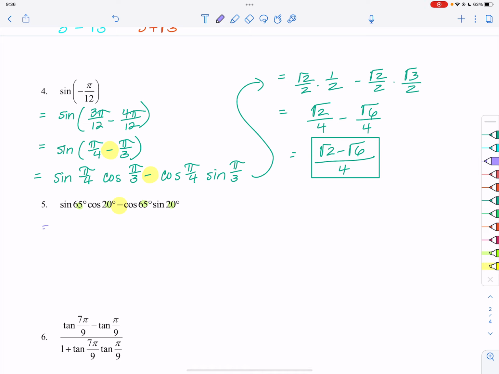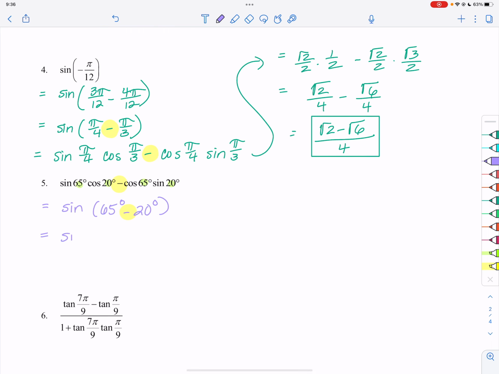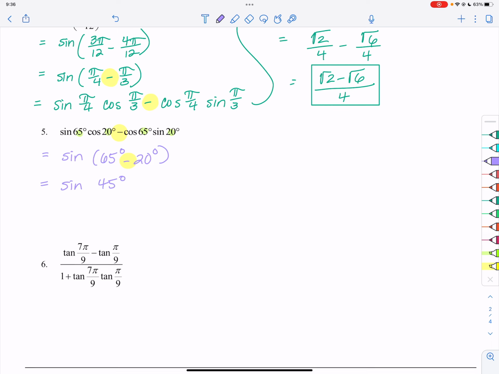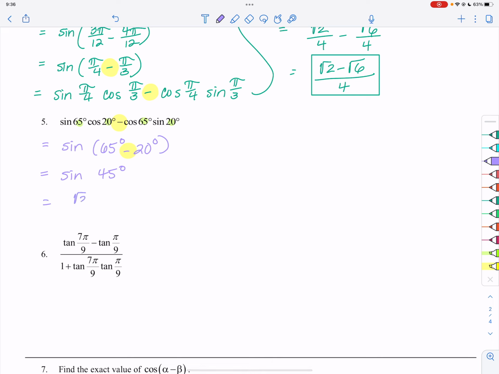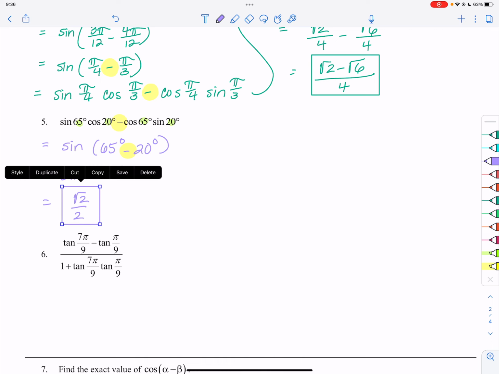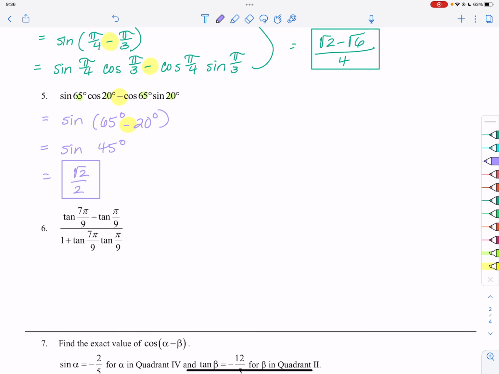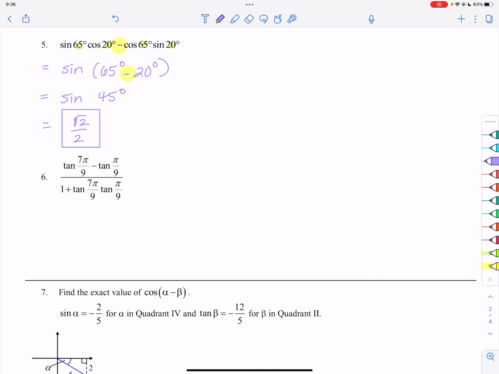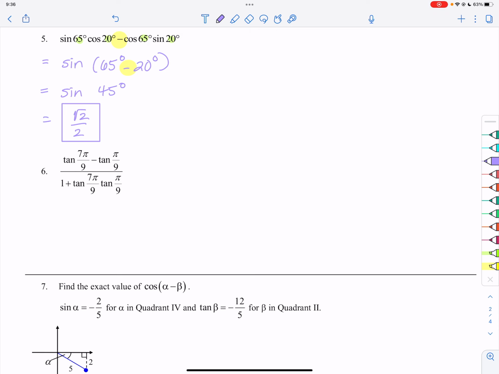So this is actually equal to the sine of 65 degrees minus 20 degrees. And that's equal to the sine of 45 degrees. And that's equal to root 2 over 2. So we can use these difference and sum formulas to also simplify.